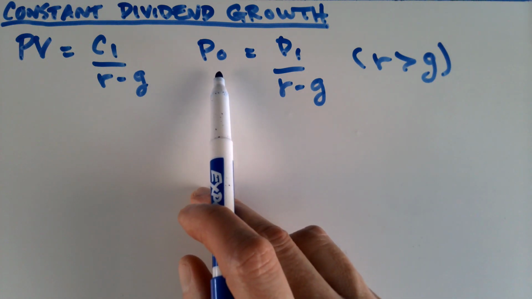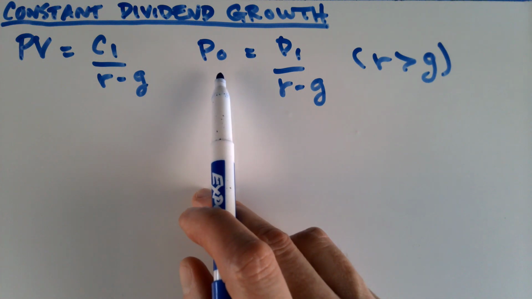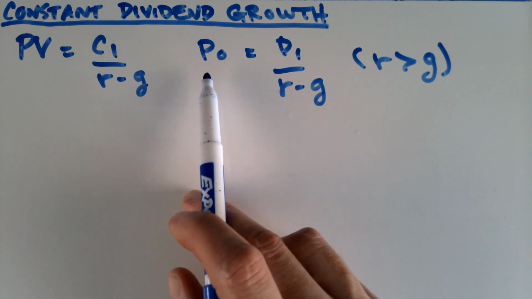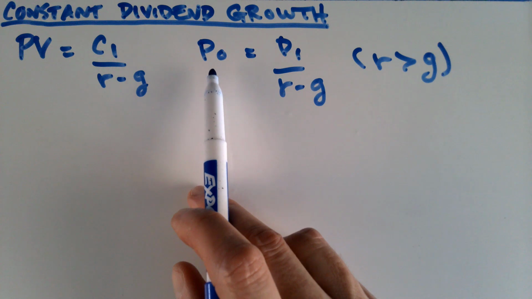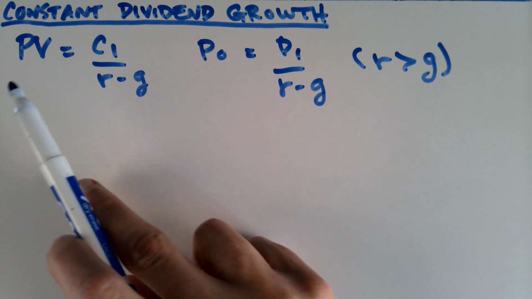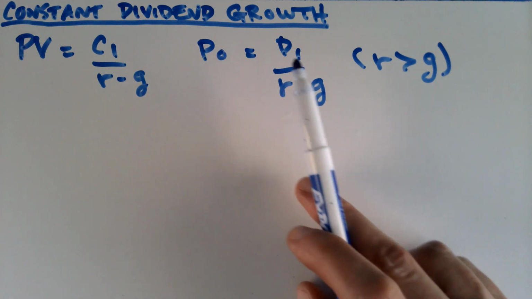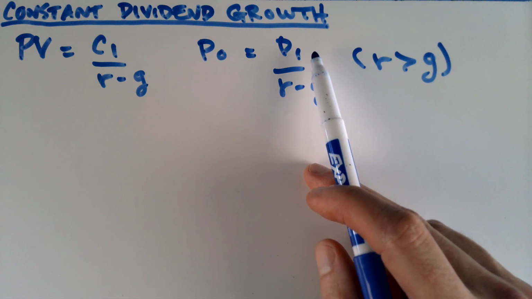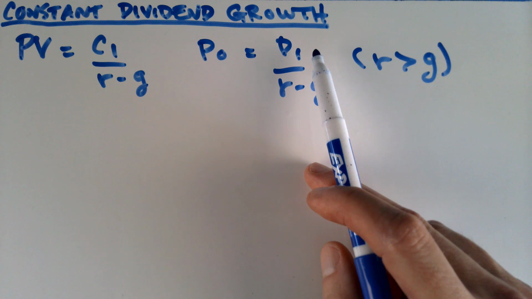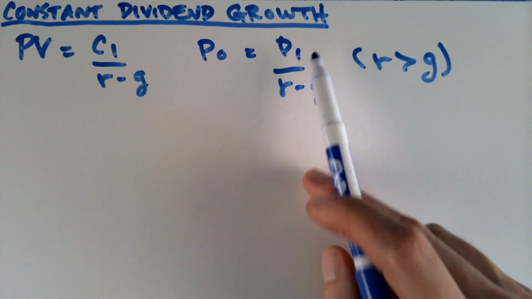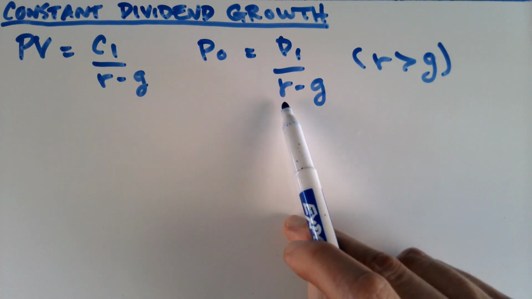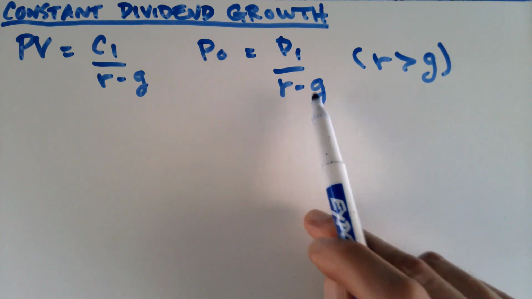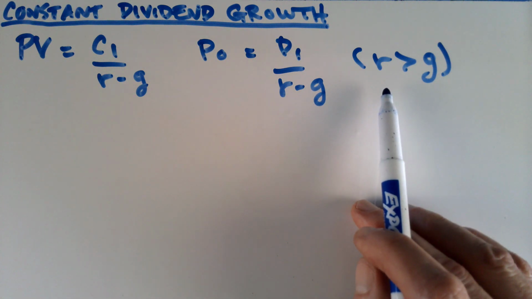Now let's take that thinking over to our constant dividend growth stock. Instead of saying present value, we're going to say P sub 0, because after all, the price or value of the stock is the present value of the dividend. So that's what we're looking at here is present value. And I'm going to change C1 into D1 because after all, the cash flows we receive from owning stock are dividends. I'm going to divide by R minus G. And I'm going to say that R has to be greater than G here for two reasons.